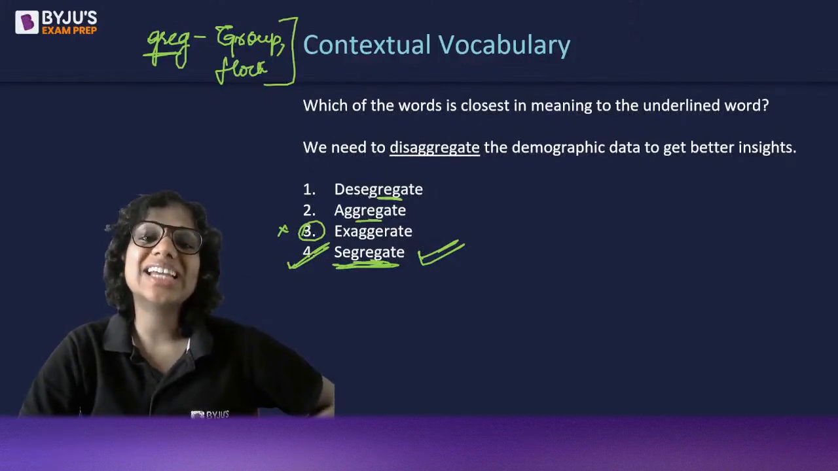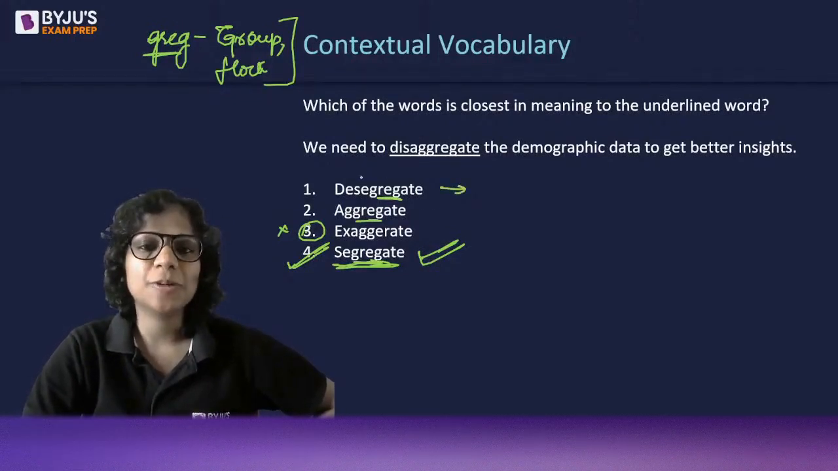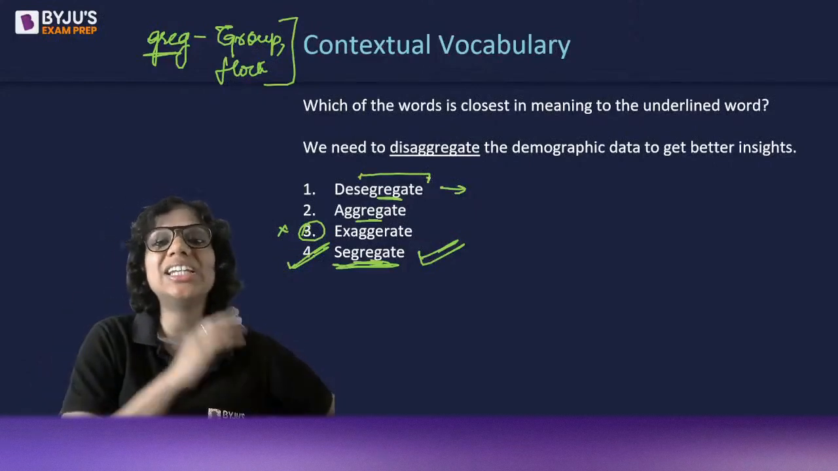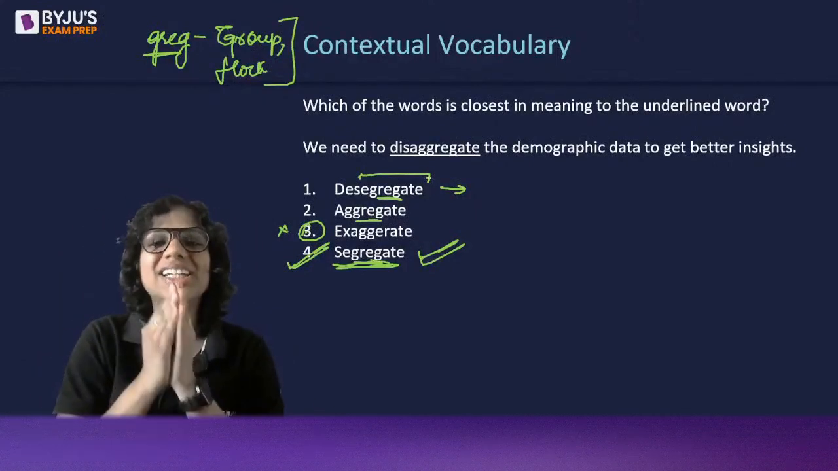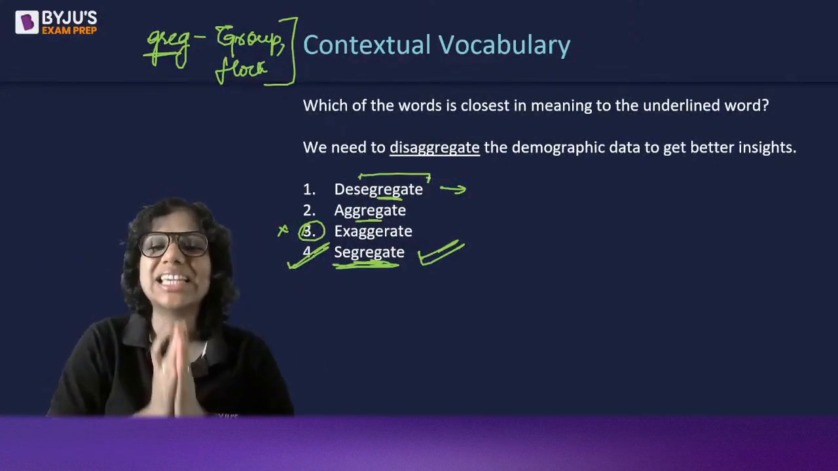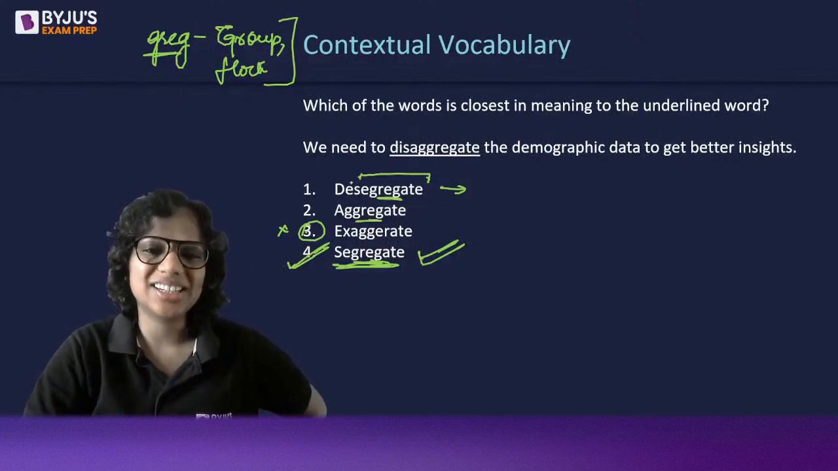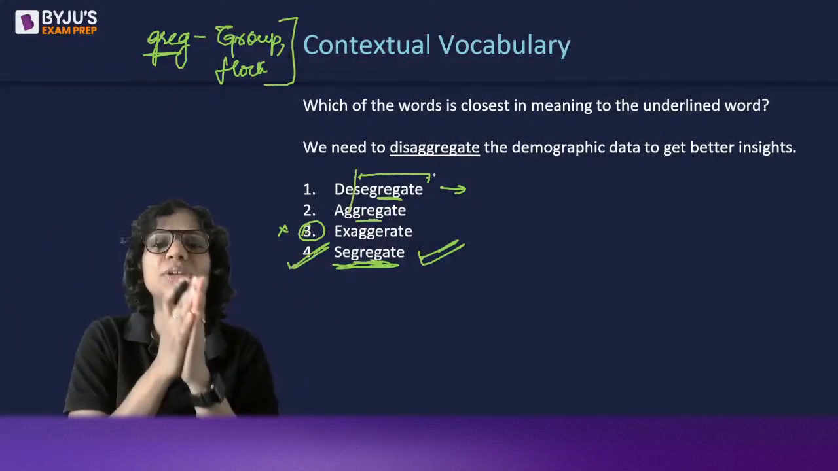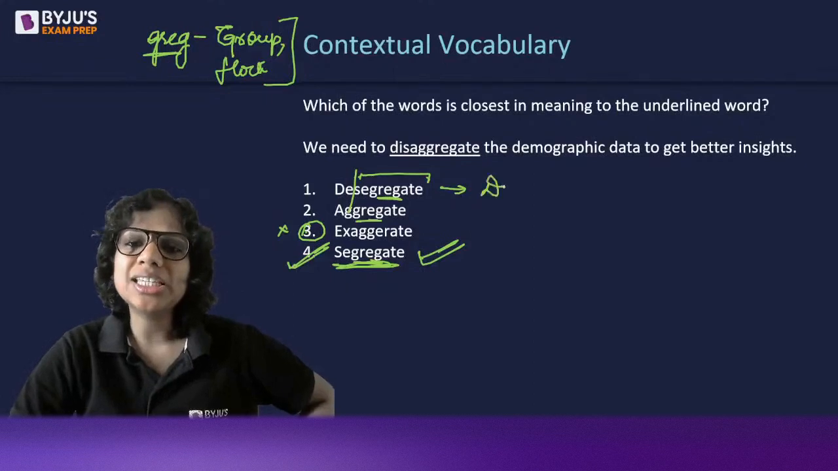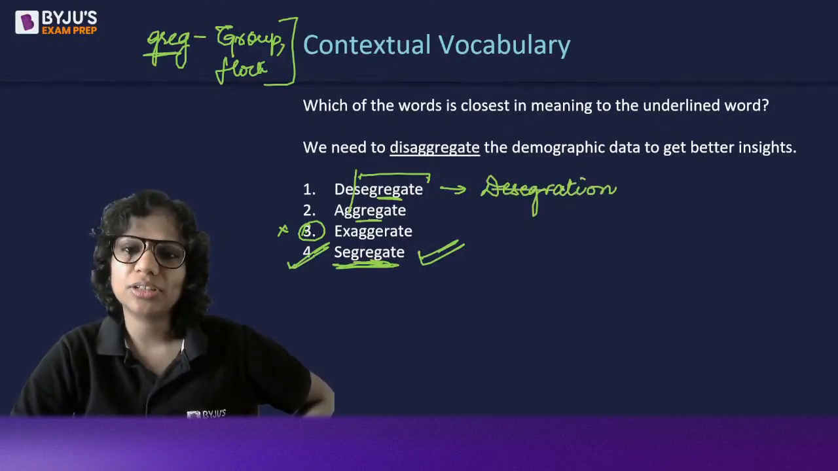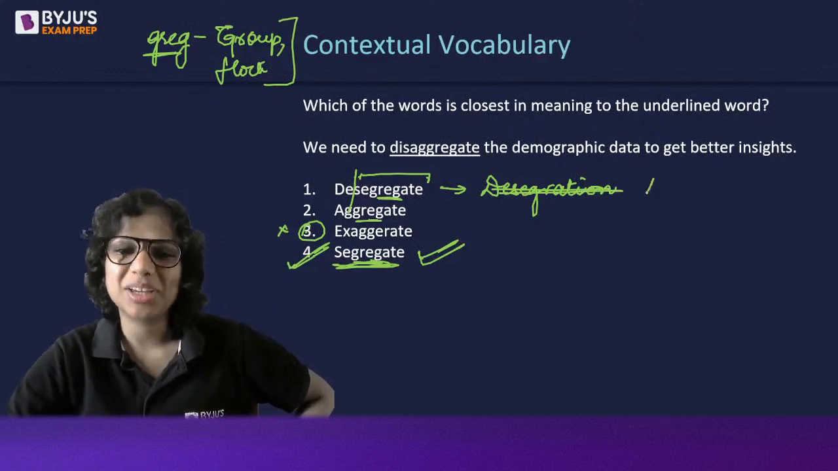What is desegregate? A very interesting word. Something that was segregated earlier, now you are collecting it. Okay, now you are mixing it back. That is desegregate. Okay, so it actually means to bring something together. Desegregation is often used in a legal context. Sorry, I've written the wrong spelling.